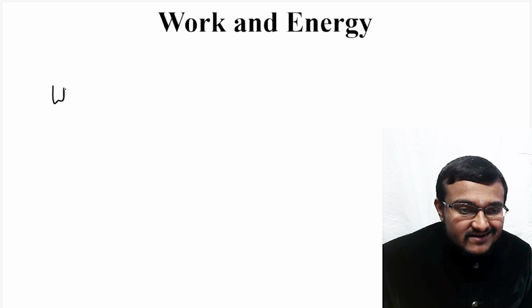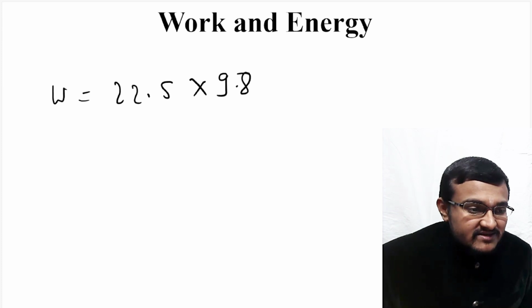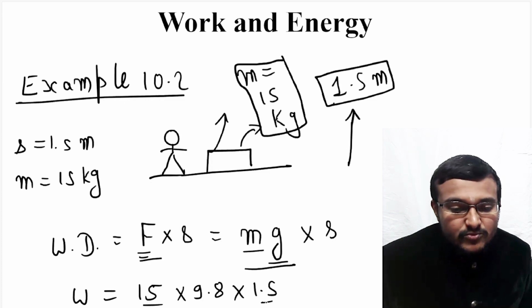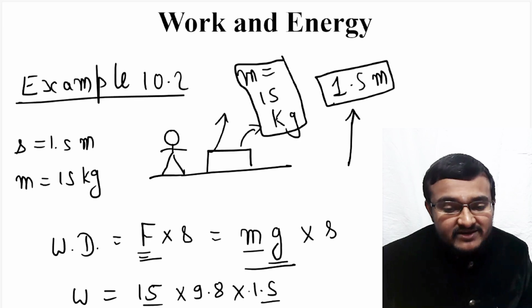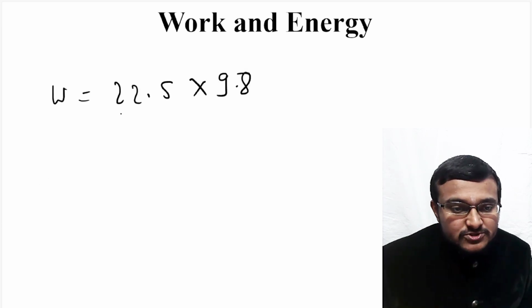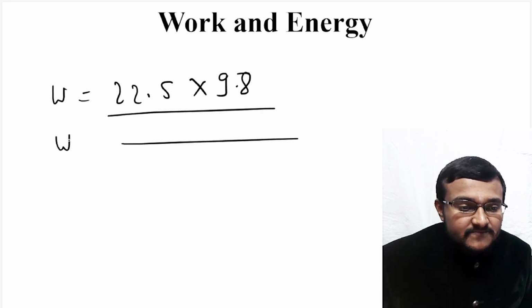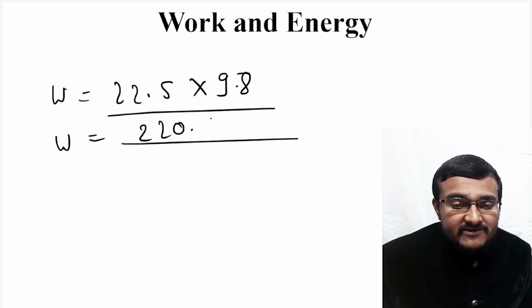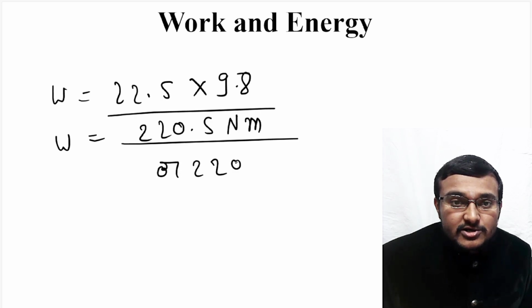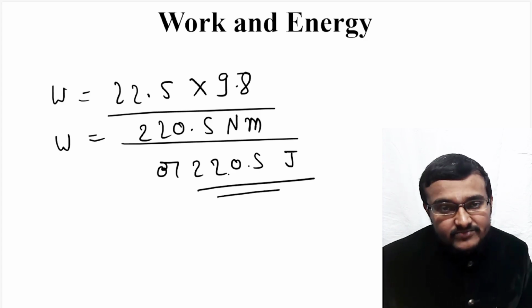Now if you calculate this, W is equal to 22.5 into 9.8. Here I am just multiplying 15 into 1.5. 15 into 15 is 225. Here one decimal point is there, so I am putting that decimal point after 5. So 22.5 into 9.8. Now if you calculate this, you will get 220.5 Newton meter or 220.5 joule as the work done by this person.